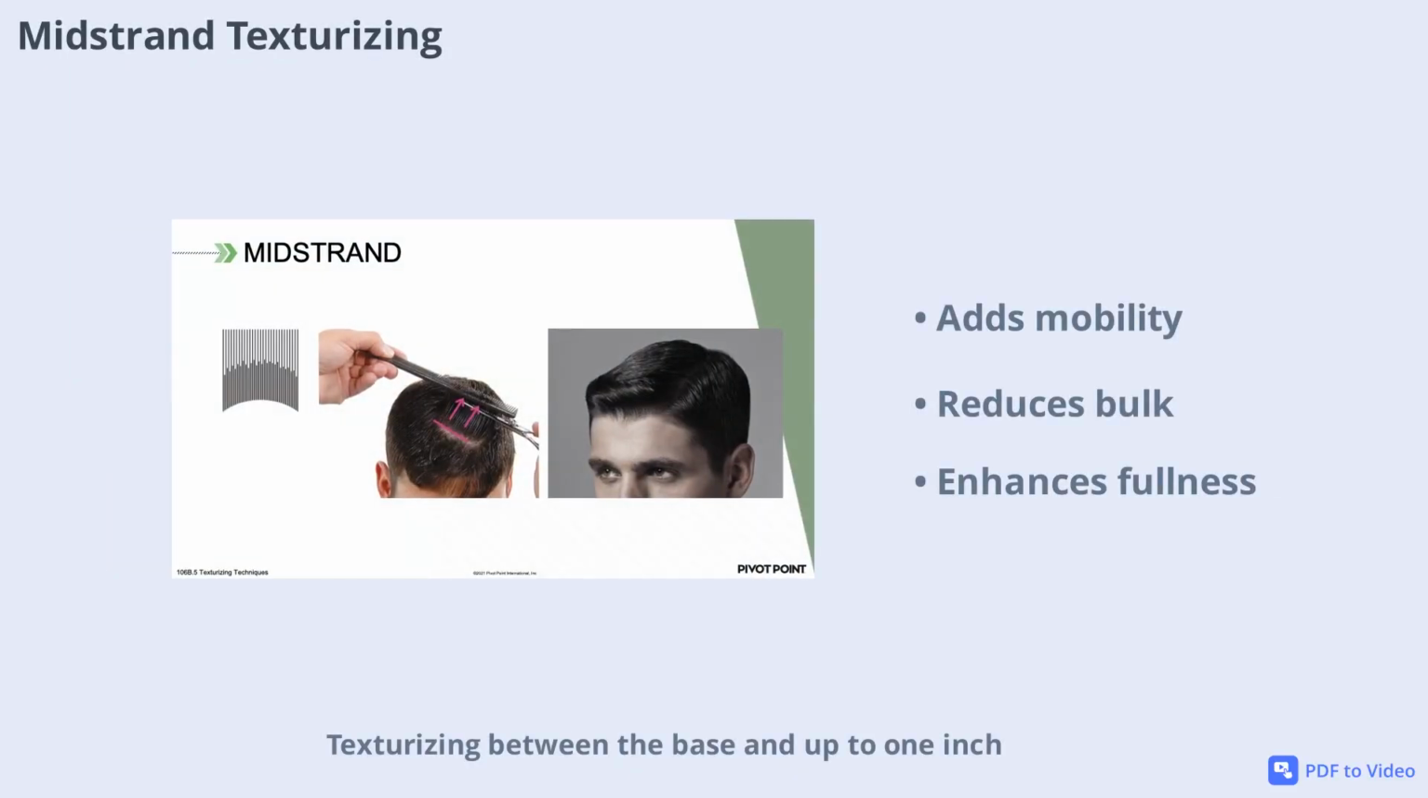Texturizing between the base and up to 1 inch before the ends creates strand mobility and reduces bulk. This technique gives the hair a more contoured effect, allowing shorter lengths to support the longer ones for added fullness. It's ideal for clients who want their hair to move freely without feeling heavy or weighed down.